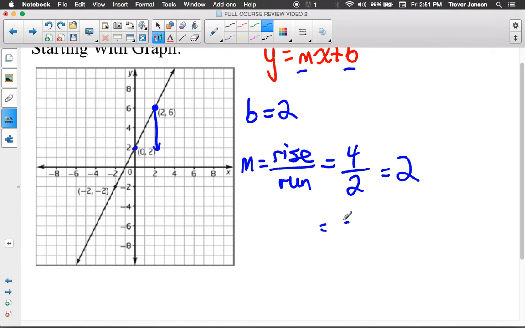So that would be -4 as our rise, and then we would have to go left 2, which would make it -2 as our run. Notice, same answer. Negative divided by negative is positive. Doesn't matter which point you go from, you'll get the same answer either way.